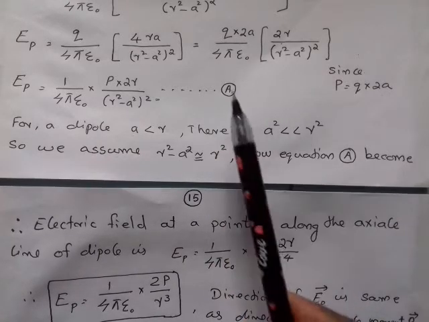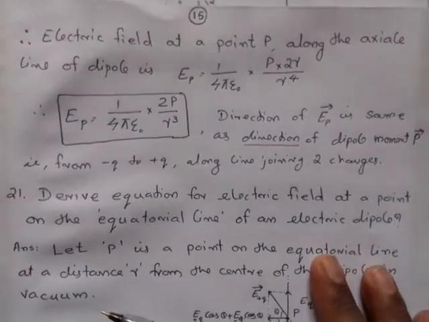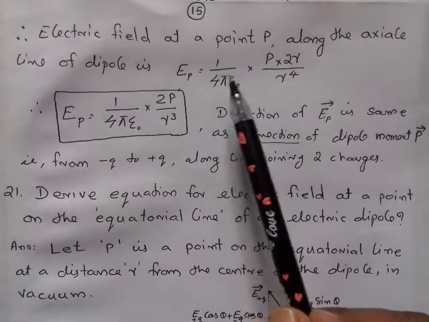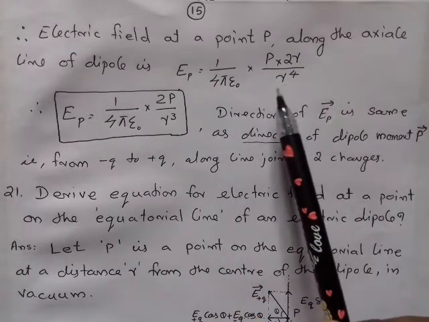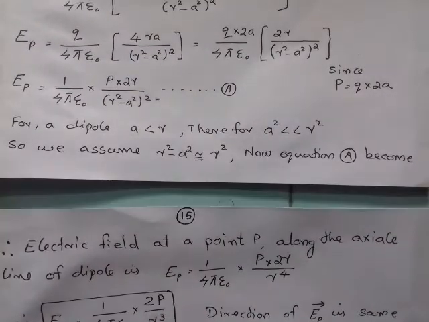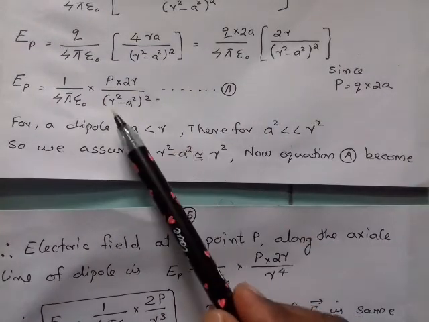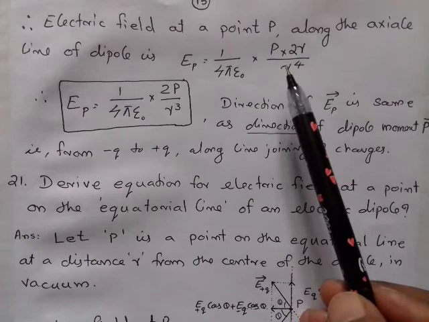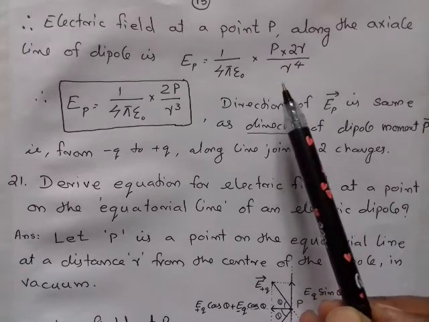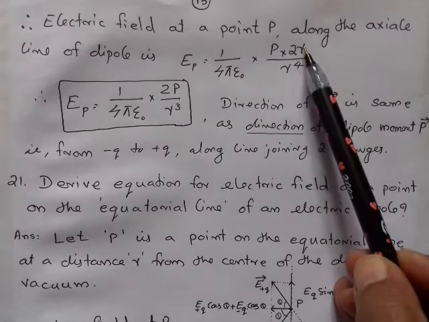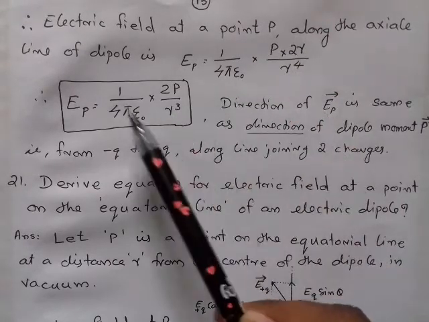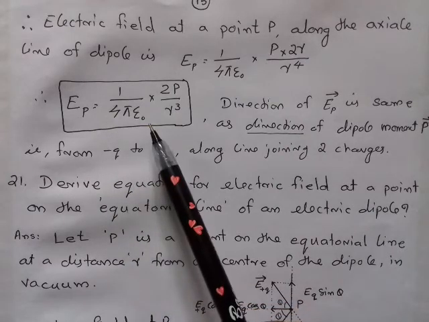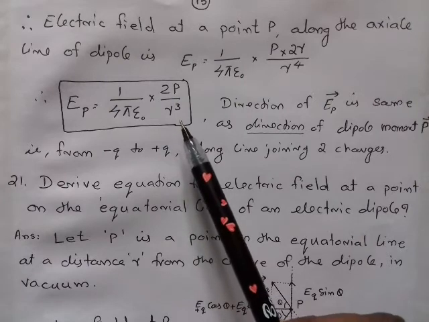So this equation A becomes, in the practical case, electric field at P equal to 1 by 4 pi epsilon 0, 2pr divided by r raised to 4. You see, this r square, the whole square, becomes r raised to 4. This is the final equation we are getting. We can cancel one of the r here: here it is r, here it is r raised to 4. One of the r will go. Electric field at P equals 1 by 4 pi epsilon 0 into 2p by r cube.